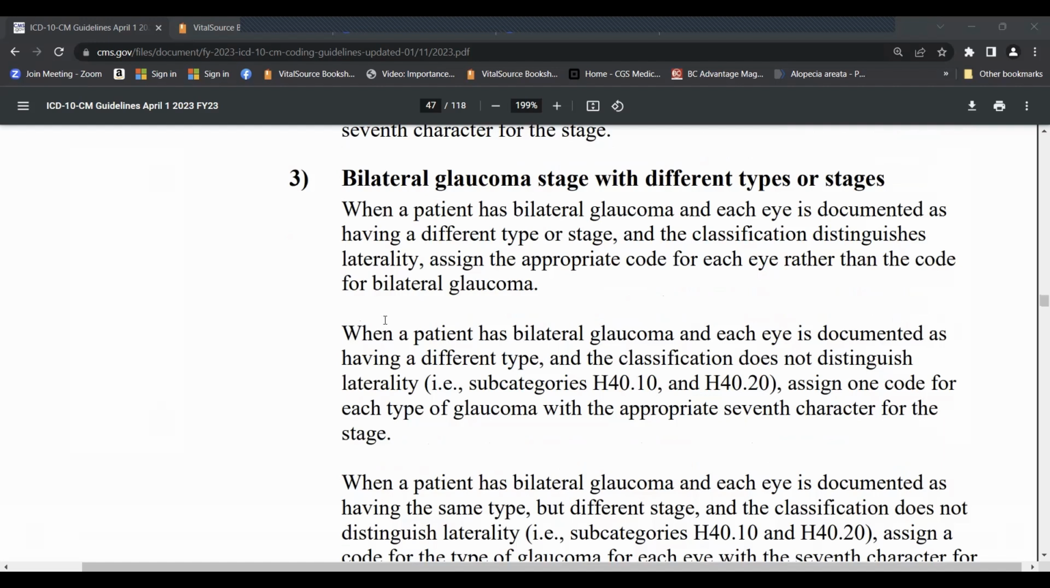So what about when a patient has bilateral glaucoma and each eye is documented as having a different type, and the classification does not distinguish laterality? Again, those examples we saw in H40.10 and H40.20. Assign one code for each type of glaucoma with the appropriate character for the 7th stage.